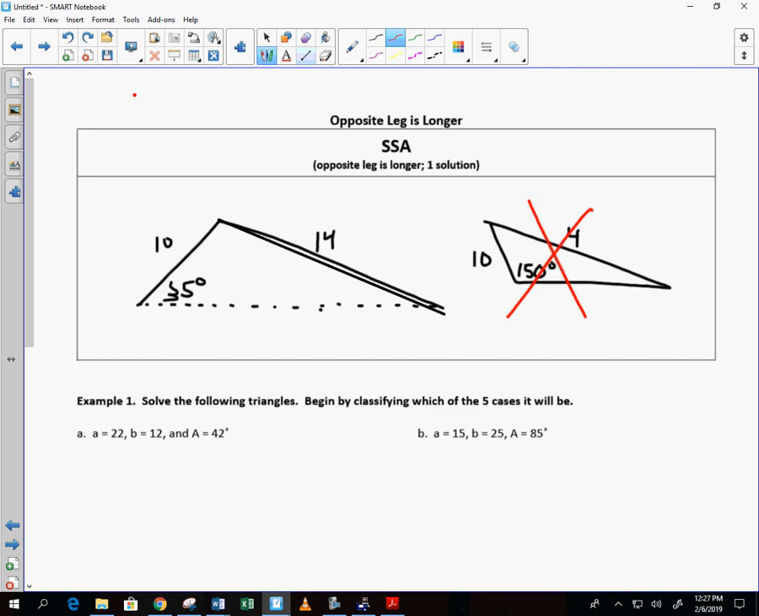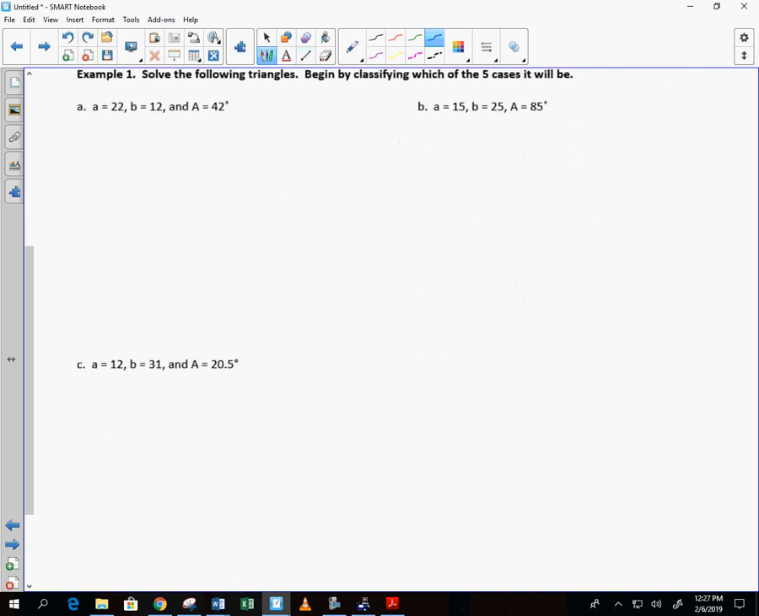So understanding these is extremely important. The problem is when you set this up, and you go sine of 150 over 4 is equal to the sine of B over 10, when you type in 150, your calculator doesn't understand the difference between obtuse and acute. So it treats it just as though it's a 30-degree angle, because the sine of 150 is the same as the sine of 30. They're both 0.5. Okay? So let's begin the diagnosis.